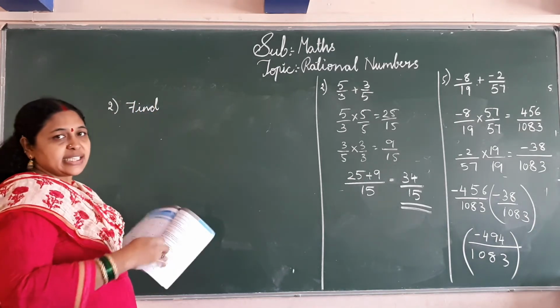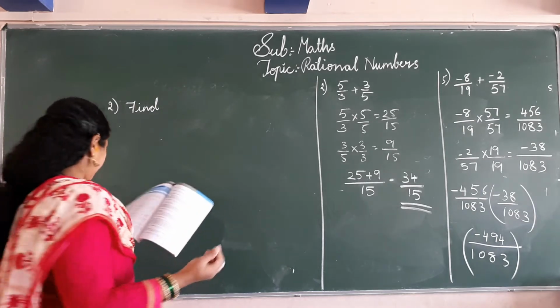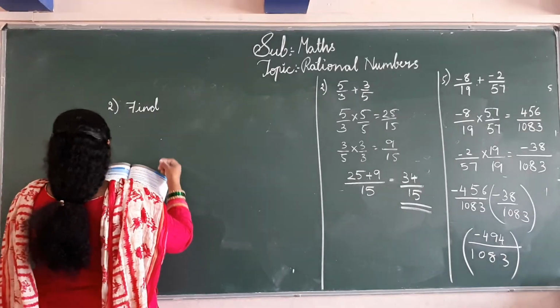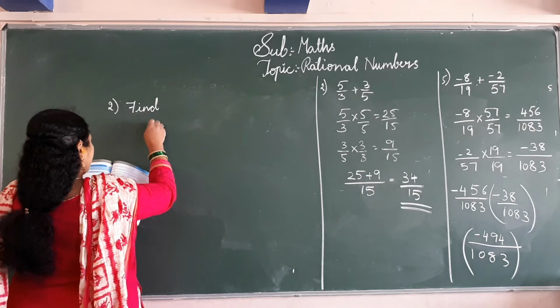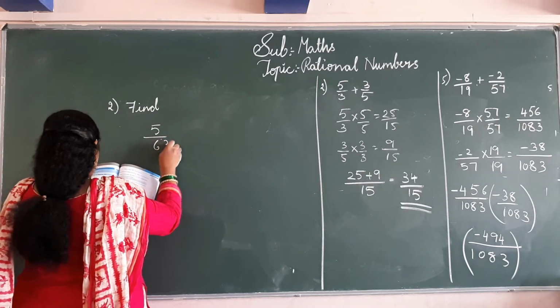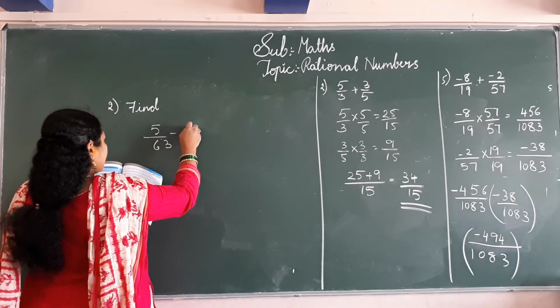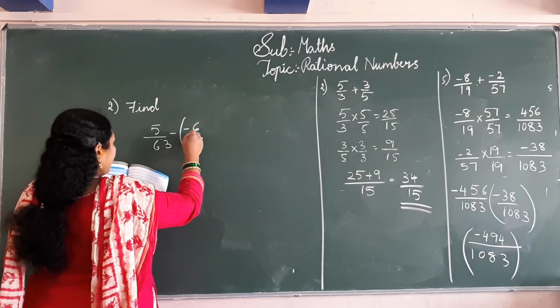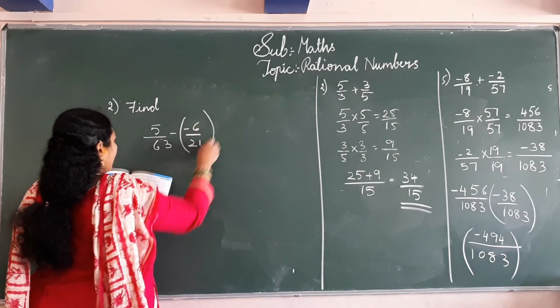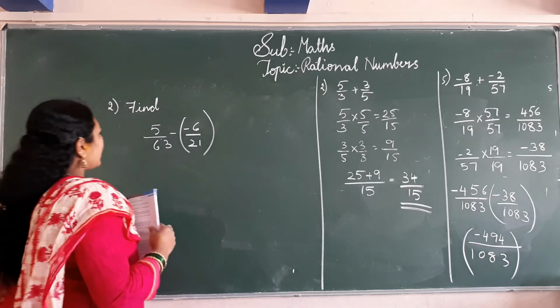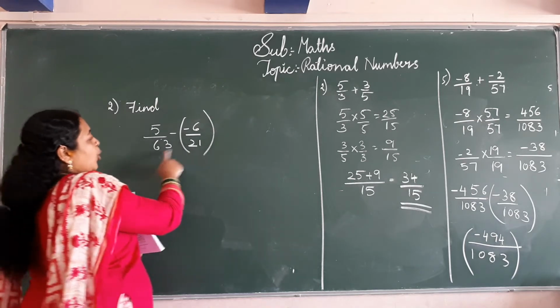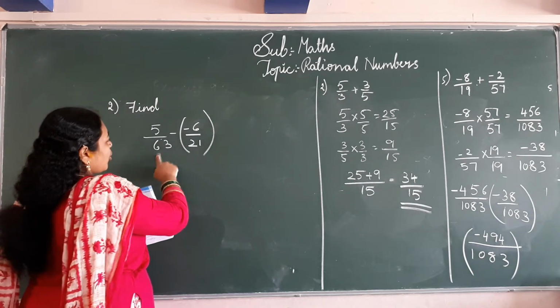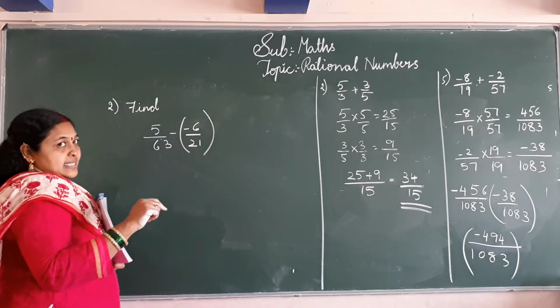When it comes to integers, it keeps changing, isn't it? The first one I don't want to do for you. I will do the second one: 5 by 63 minus 6 by 21. See, 63 and 21 both are multiples of 7.